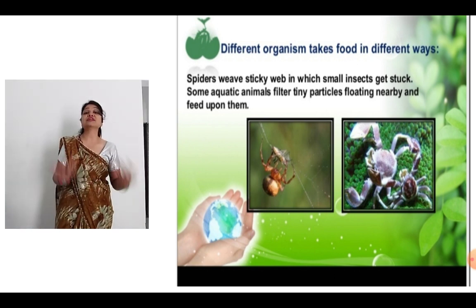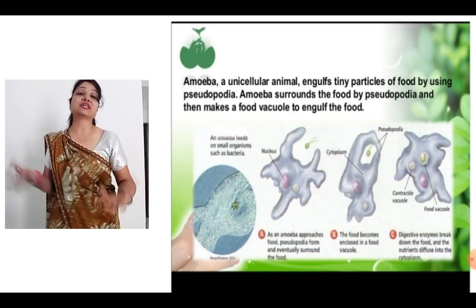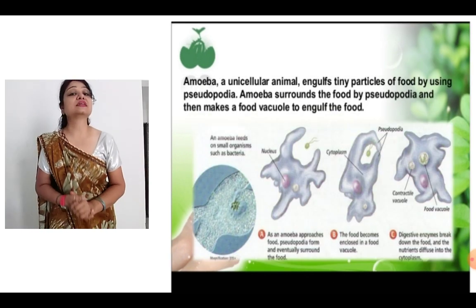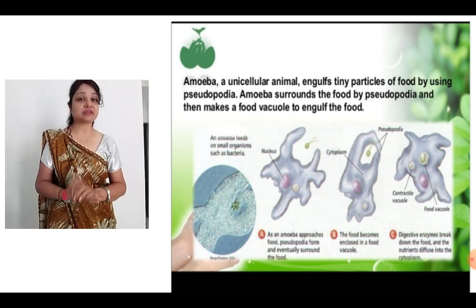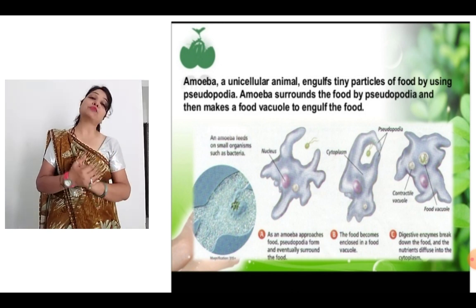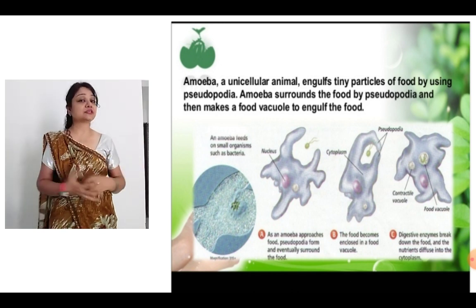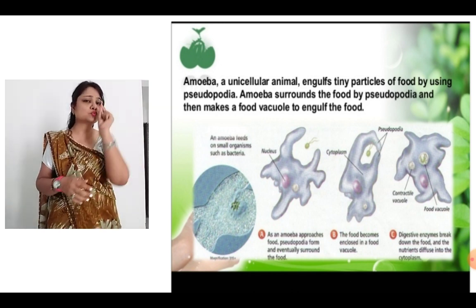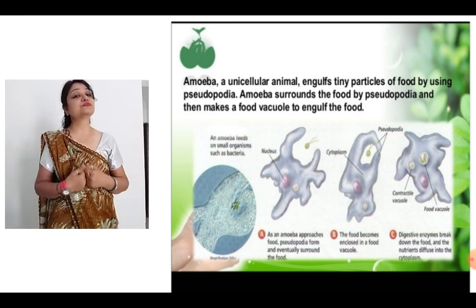You see different types of organisms and different types of feeding habits, right? How they are taking food. Now we are discussing one of them, that is amoeba. You know, it is a unicellular animal. Unicellular means having only one cell to perform all the functions. It's not like us, with many cells and many systems in the body. No, it has just one cell which is performing all the functions. So how is it obtaining food?